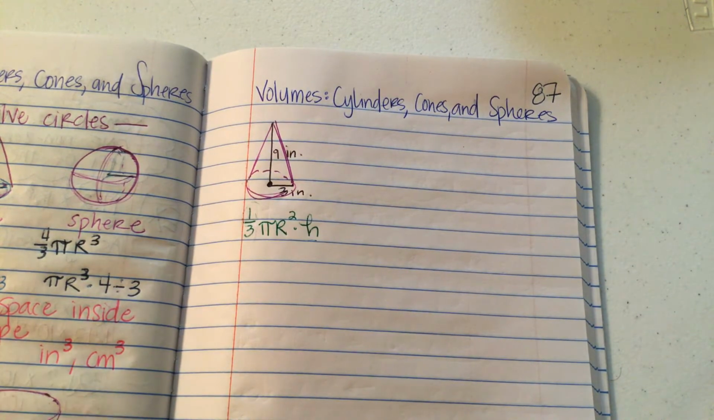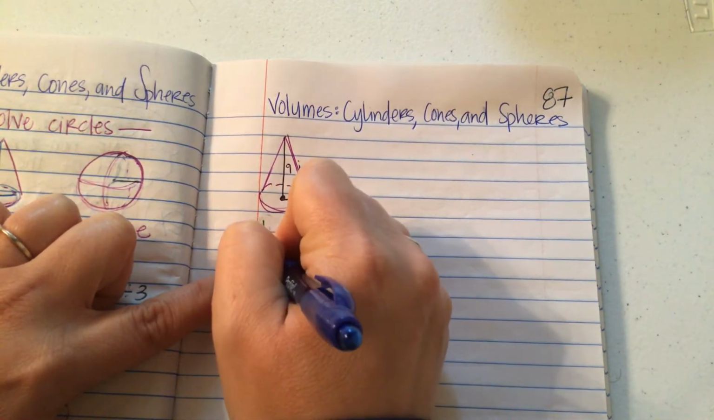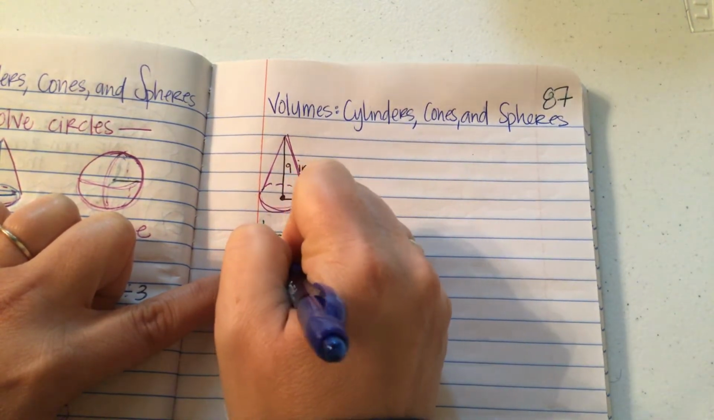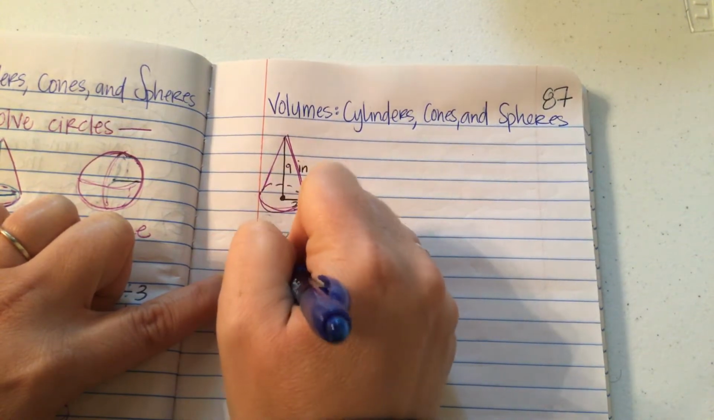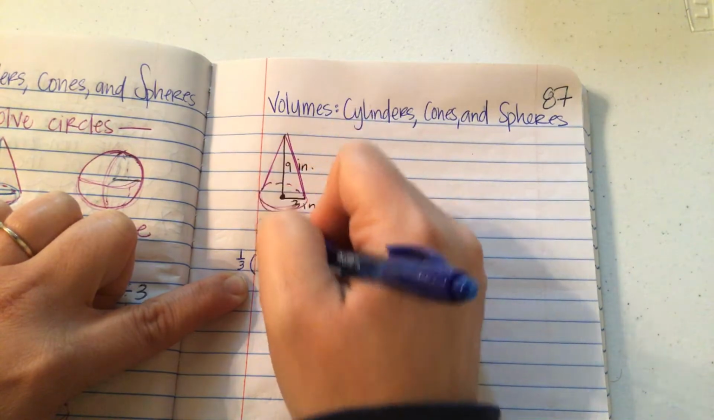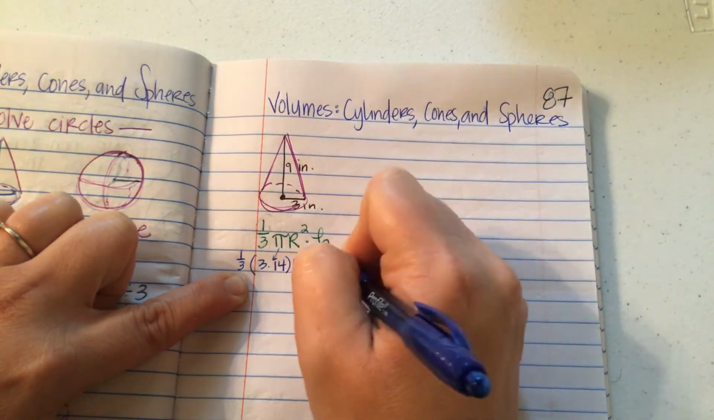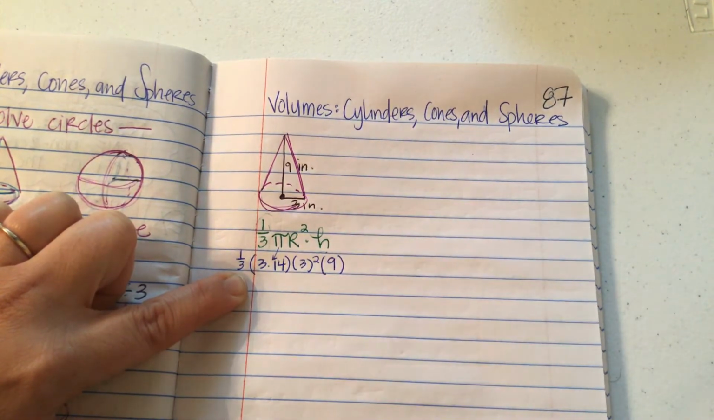So I am going to substitute my values. I am going to do pi, 3.14. Have 1/3 out front too. The radius is 3 in this cone times the height, which is 9.